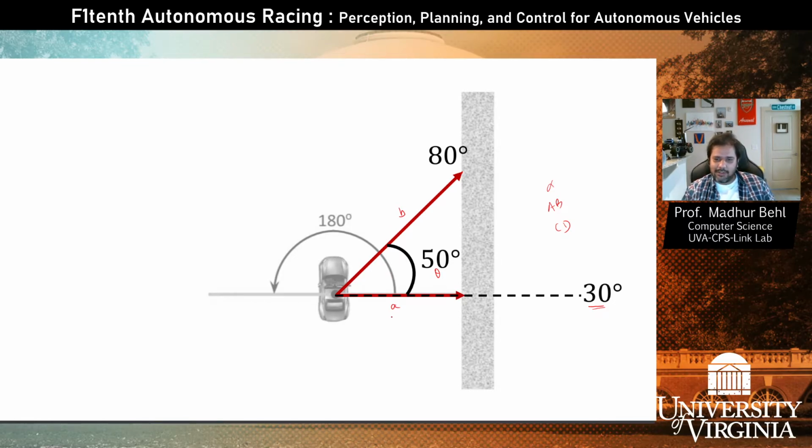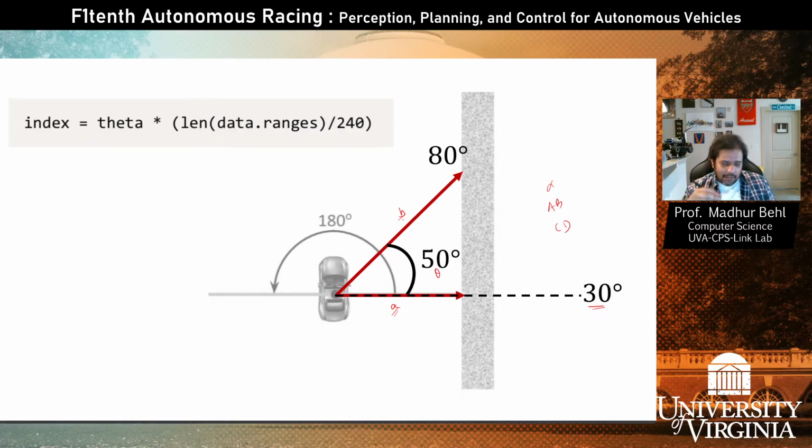So how do you get the values of A and B? You simply read it out from the range array. So I'll give you a very simple example. We can define the index, so remember, range is an array.